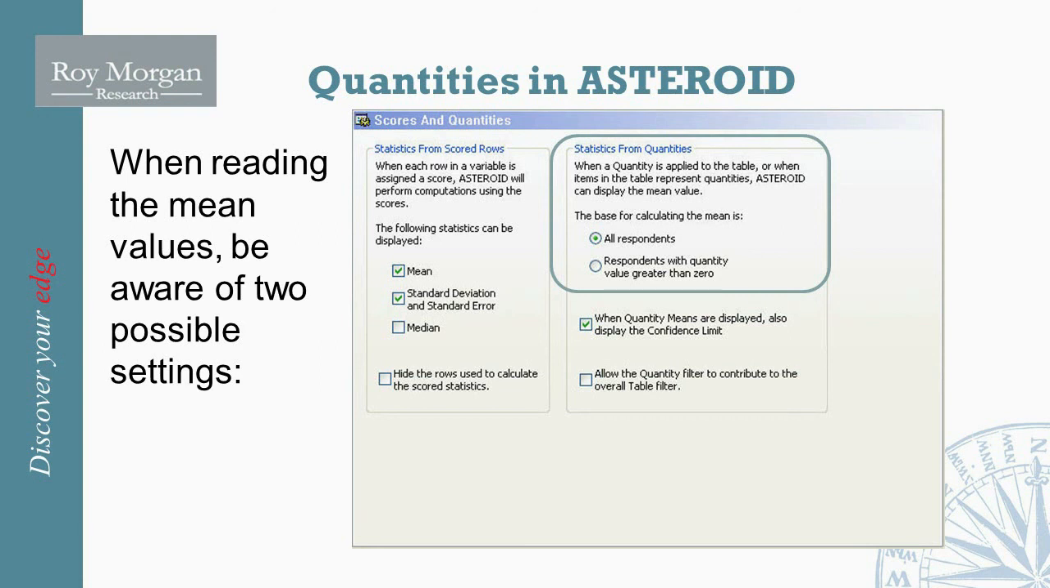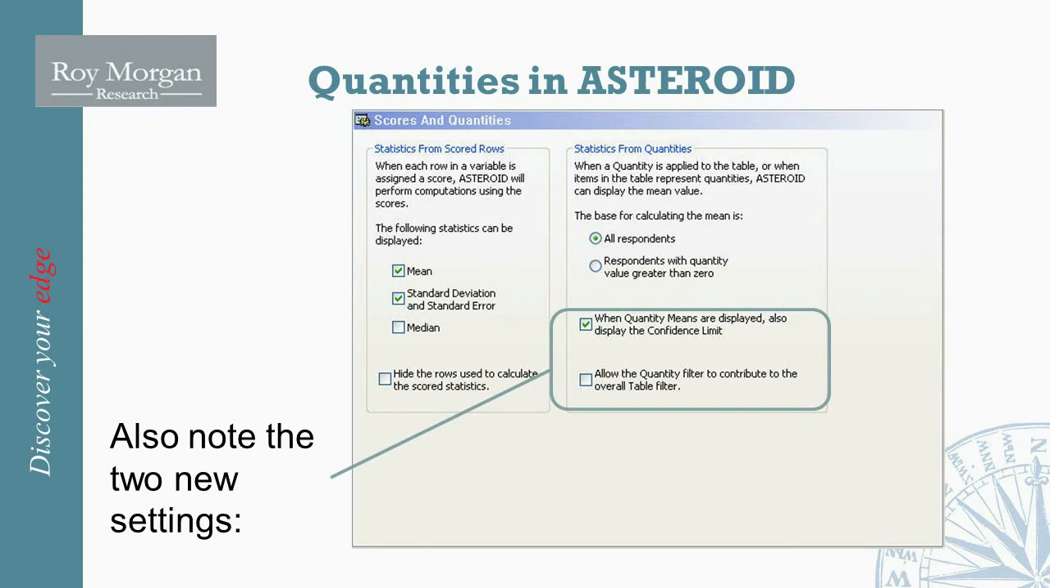So, for example, if you had a quantity of glasses of alcohol consumed over the last 4 weeks, this will include only the people who have had alcohol, whereas all respondents will include those people who have and have not had alcohol in the past 4 weeks. And obviously this will affect how your mean value is calculated.